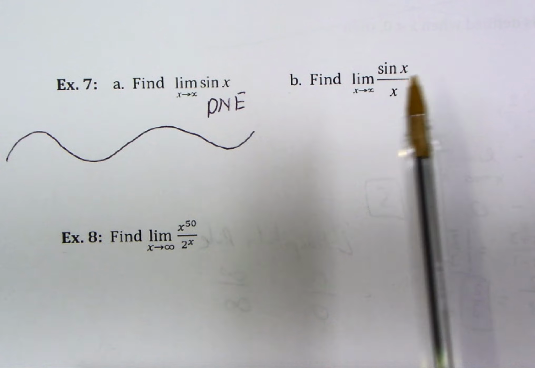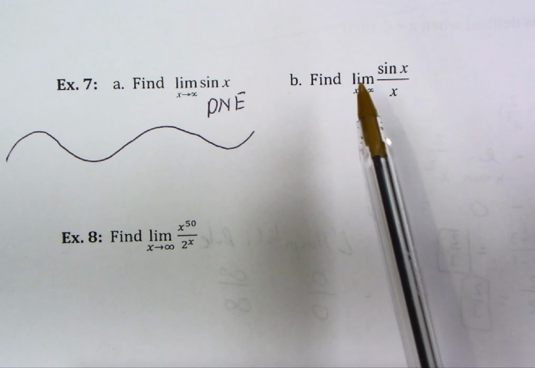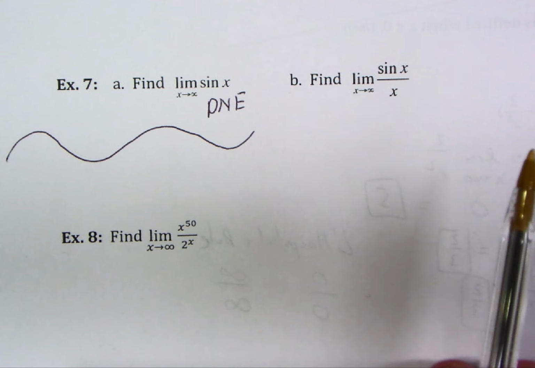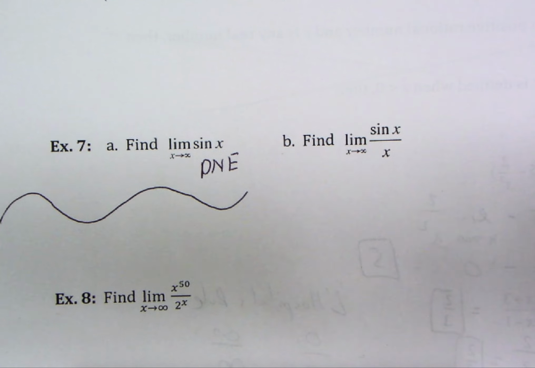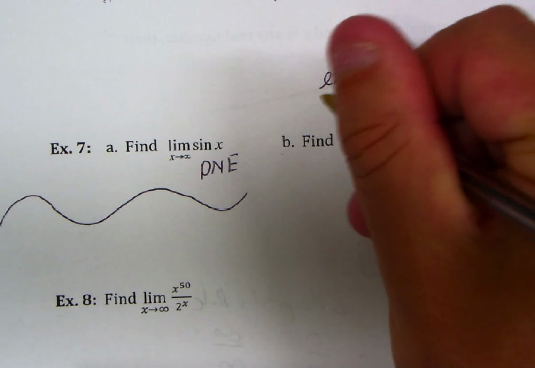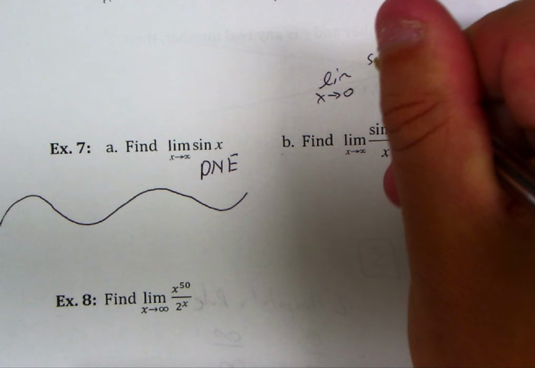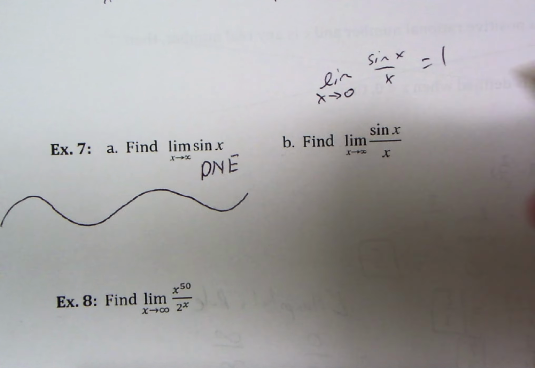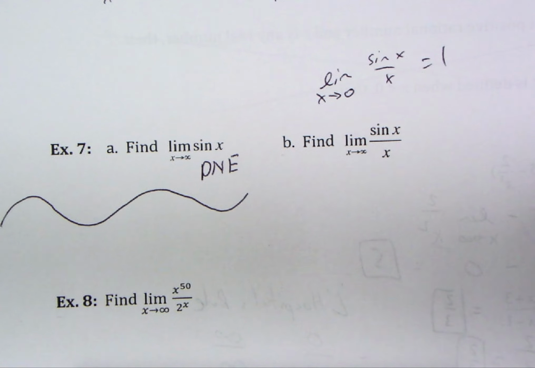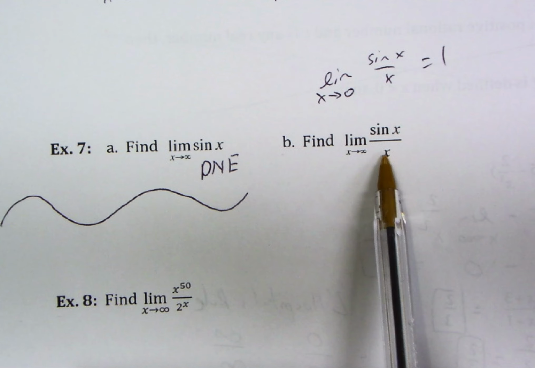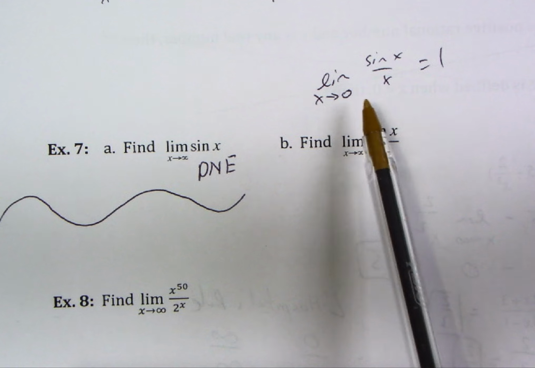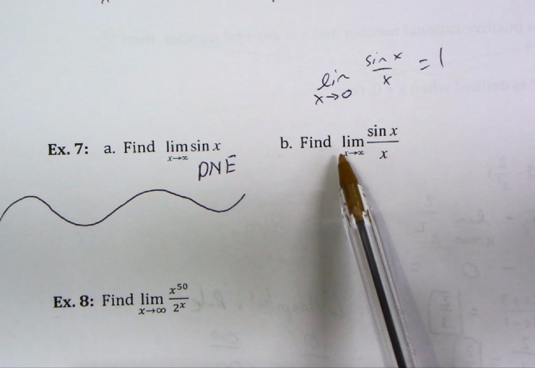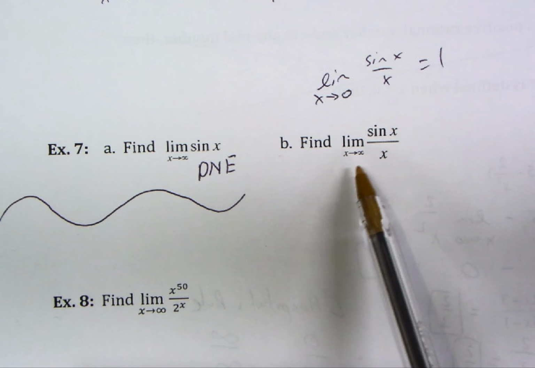The next one's interesting. So back in chapter 1, we had those problems where you had to memorize a few rules. You had to know that this equaled 1, right? There's no way around it. But I don't want you to look at sine x over x and just think it equals 1. That's only true when x approaches 0. When x approaches infinity, we have something else to consider.